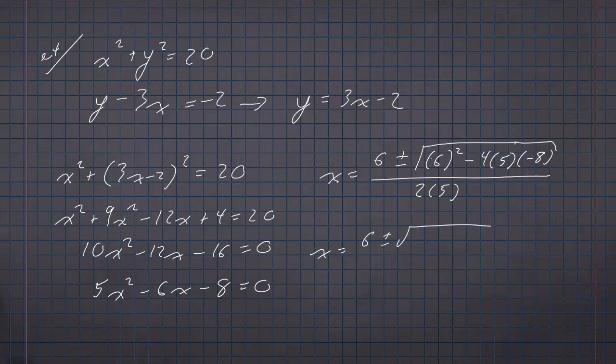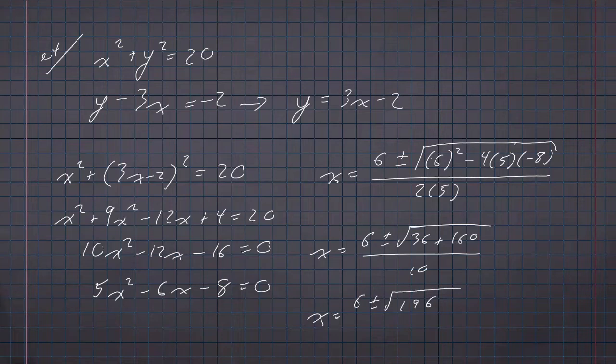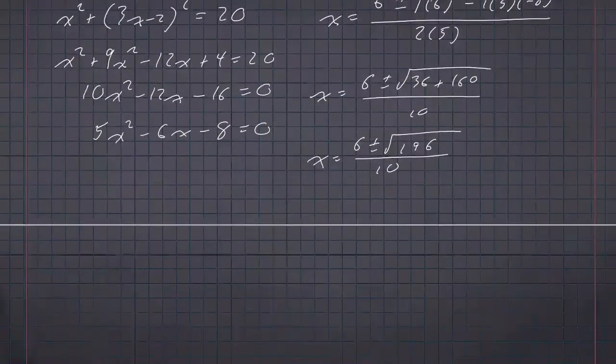See, 6 squared is 36. 4 times 5 is 20. 20 times 8 is 160. 36 plus 160 is 196. And the square root of 196 is 14.